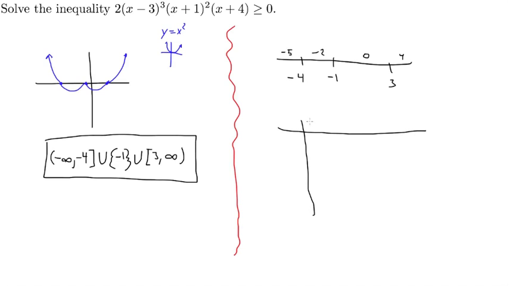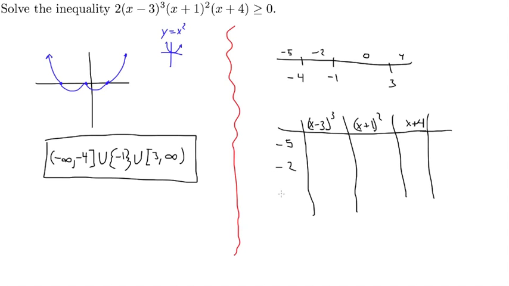Then in our table, we're going to put each of our terms: x minus 3 cubed, x plus 1 squared, and x plus 4. Let me go ahead and make another little spot over here. So we want to test these four different values: x equals -5, x equals -2, x equals 0, and x equals 4.